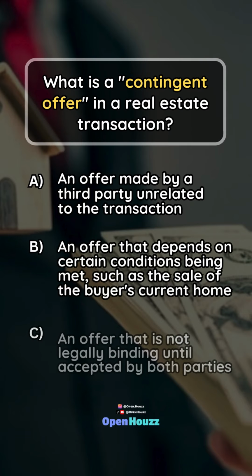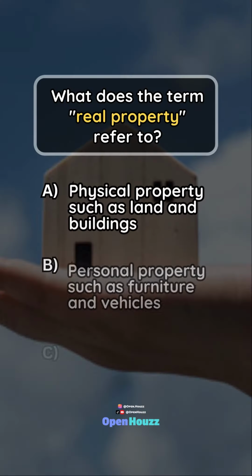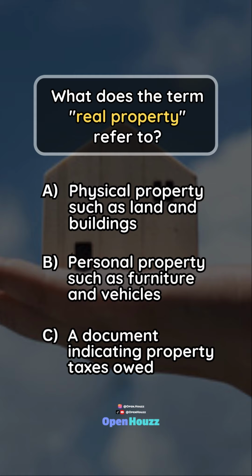What is a contingent offer in a real estate transaction? An offer that depends on certain conditions being met, such as the sale of the buyer's current home. What does the term real property refer to? Physical property, such as land and buildings.